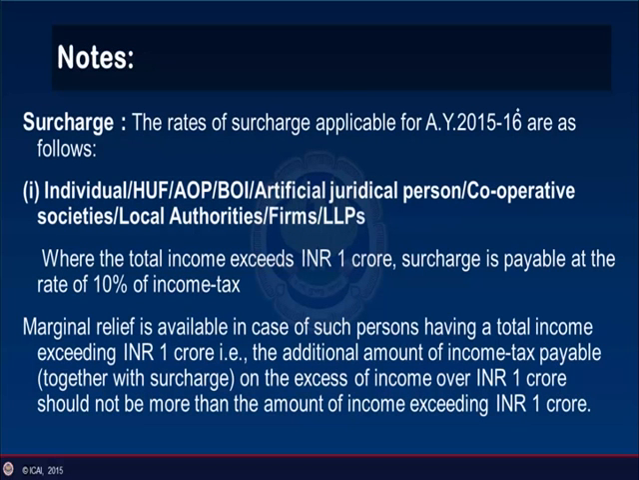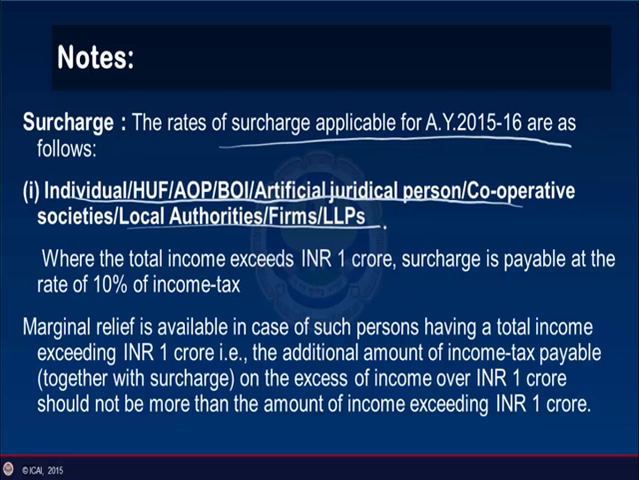So just to give you a background on this question, the rate of surcharge applicable for assessment year 15-16 is as follows. For an individual, HUF, AOP, BOI, artificial juridical person, cooperative society, local authorities, firms and LLPs, if the total income exceeds 1 crore, the surcharge payable would be 10% of the total income tax. There is a marginal relief as well in certain cases, wherein if the income exceeds 1 crore, the surcharge should not be over and above the amount which is over 1 crore.